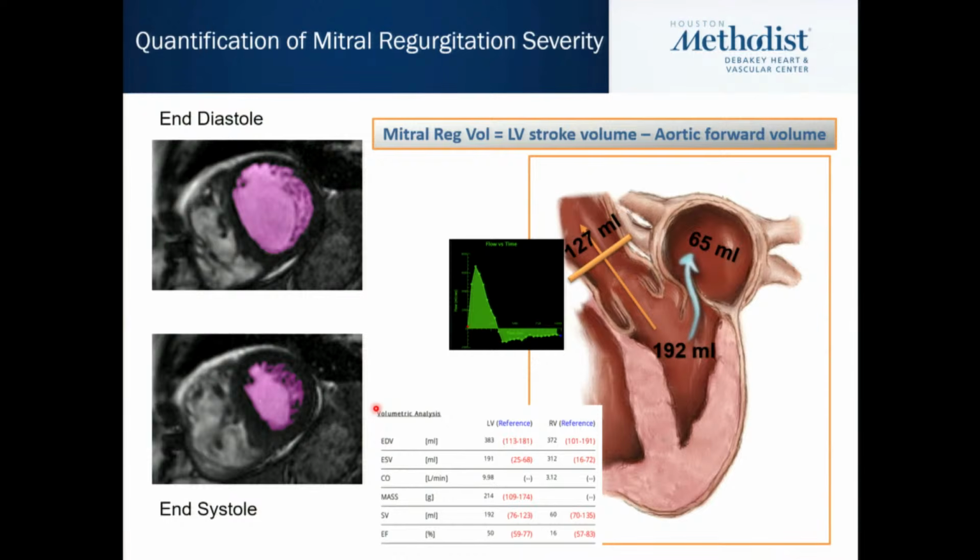And then we are able to get LV stroke volume using our short axis planimetry, where we do stacks of our short axis from base to the apex, and we are able to calculate the LV stroke volume using Simpson's rule with our end diastolic and end systolic tracings. And we already got our aortic forward flow from our phase contrast data, which accounts to our MR here, which is here a 65 ml, suggestive of a severe mitral regurgitation.